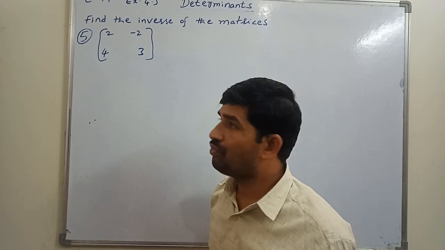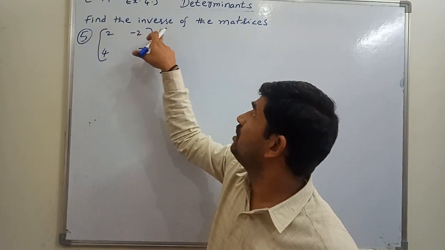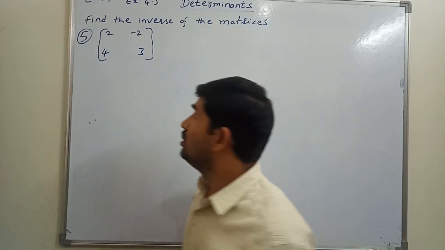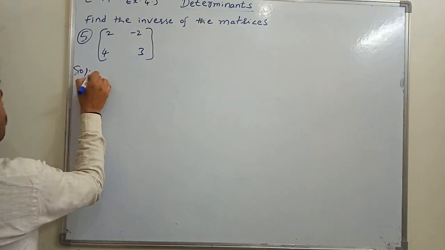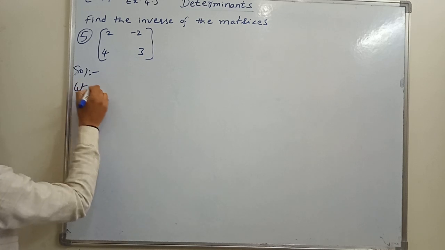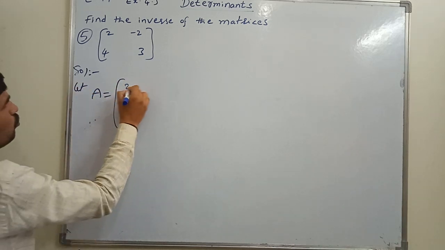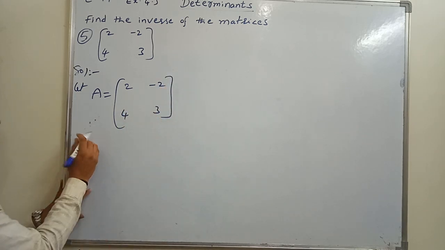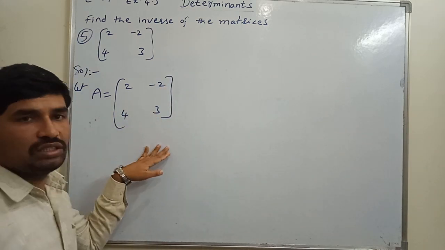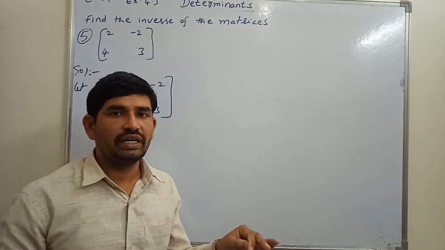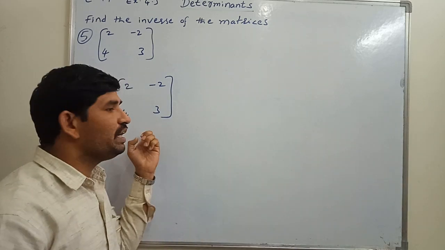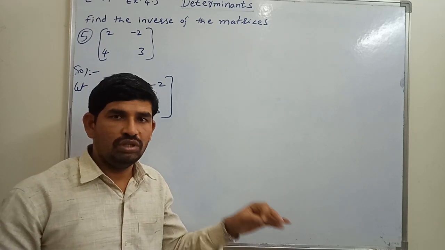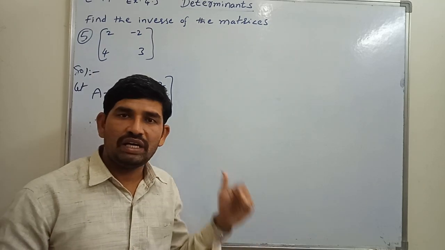So see the question number 5. What do we have to do here? Find the inverse of the matrix. Whatever matrix is given, first I am going to write A equals 2, minus 2, 4, 3. Next, to find the inverse of the matrix, first we have to check whether the determinant is not equal to 0. Suppose the determinant is not equal to 0, then only the inverse of that matrix exists.